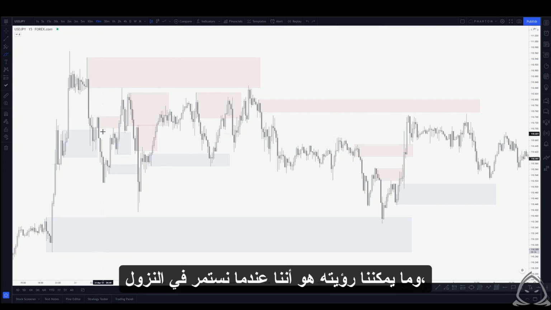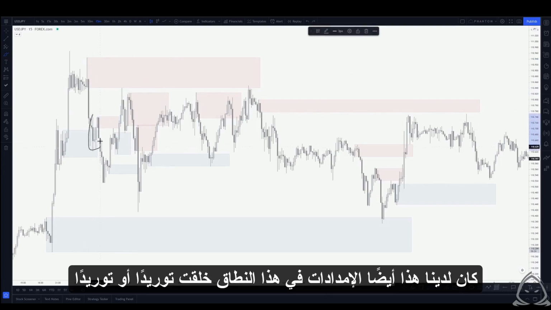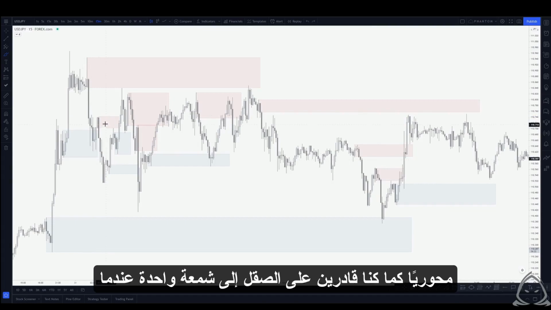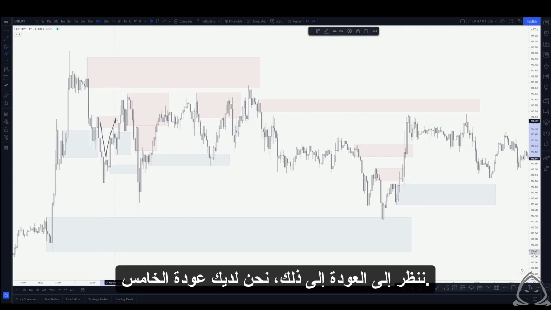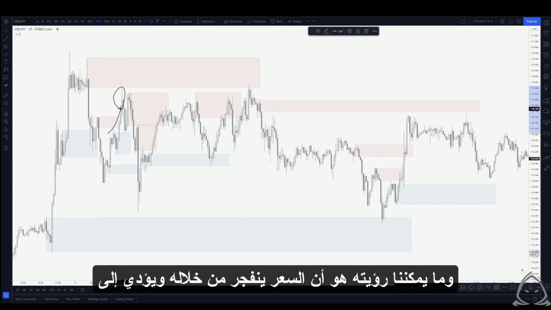And what we can see is when we continue down, we also had this supply zone, this range created supply or pivot supply that we've been able to refine to one candle. When we look at the return to that, we have a V return, and what we can see is price just blows right through it.